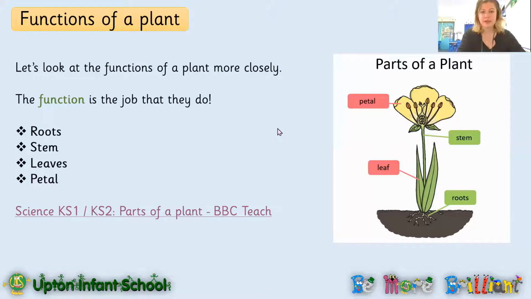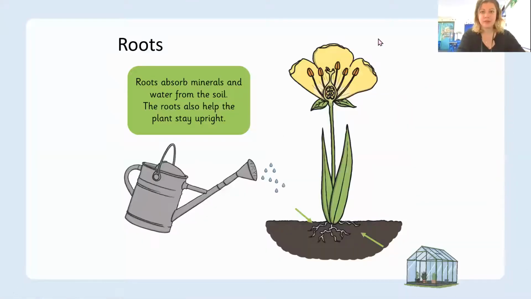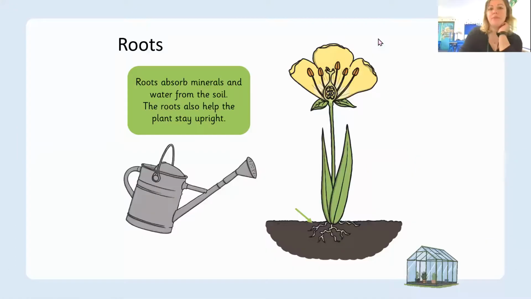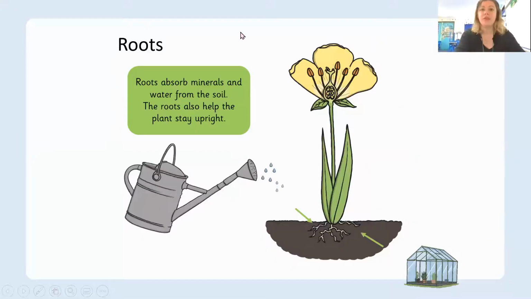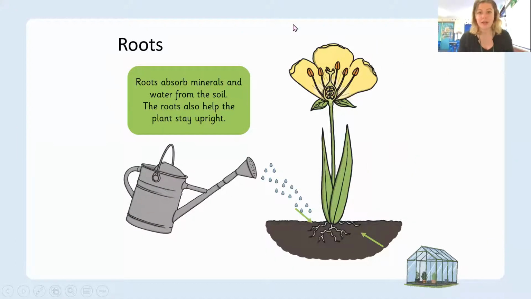Okay, so let me go back to our presentation. So, hopefully that will explain a bit more about some of the functions of plants, okay? So let's have a quick recap of what the video was saying. So, it talked about the roots of a plant. So roots absorb minerals and water from the soil, and they help the plant stay upright, okay? So there's our roots there.